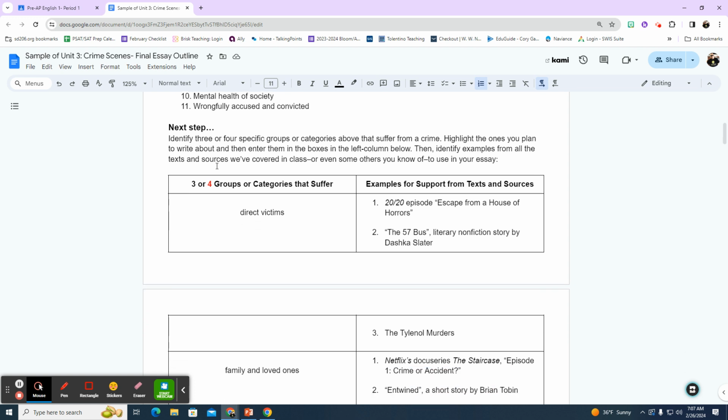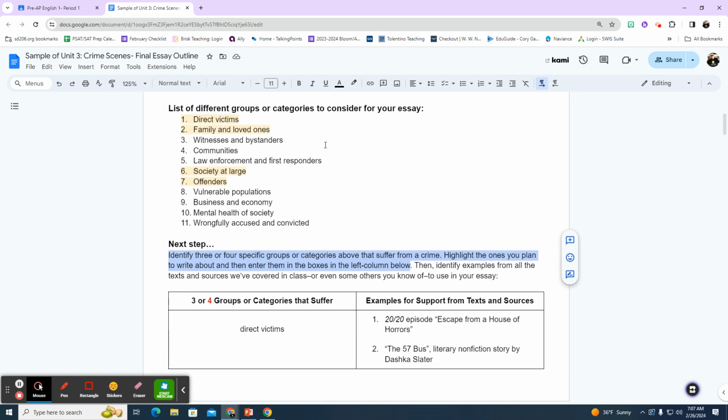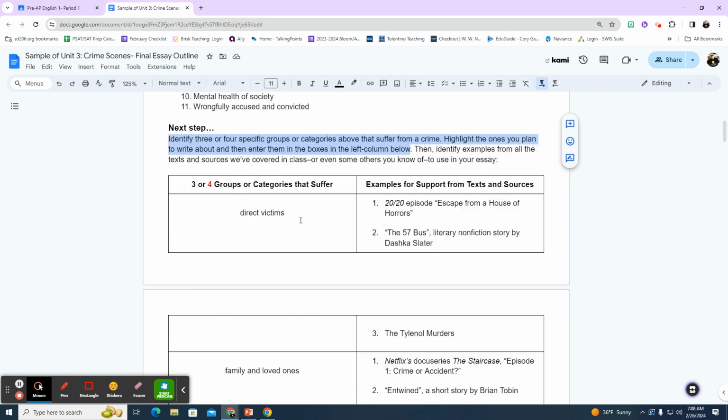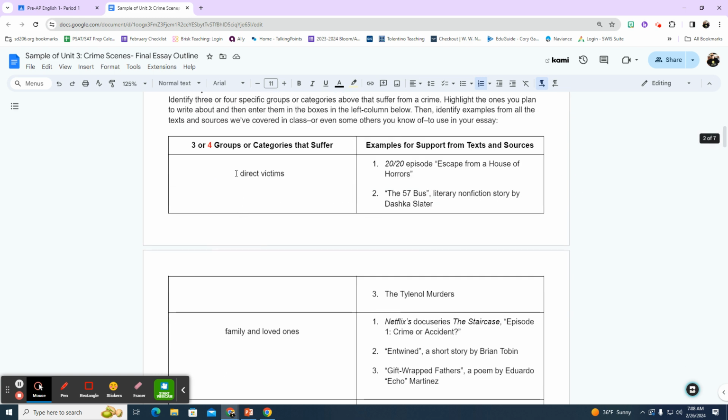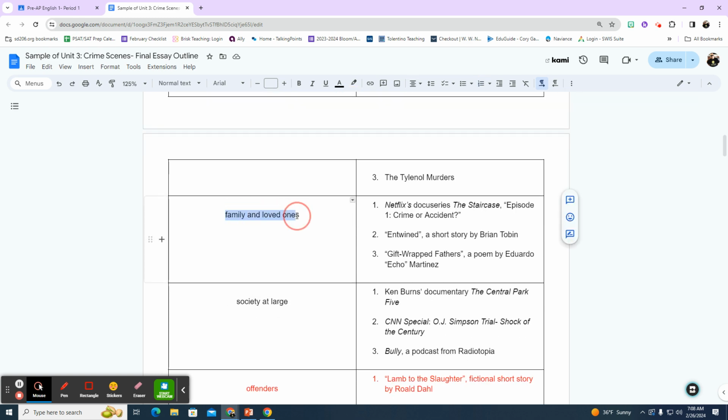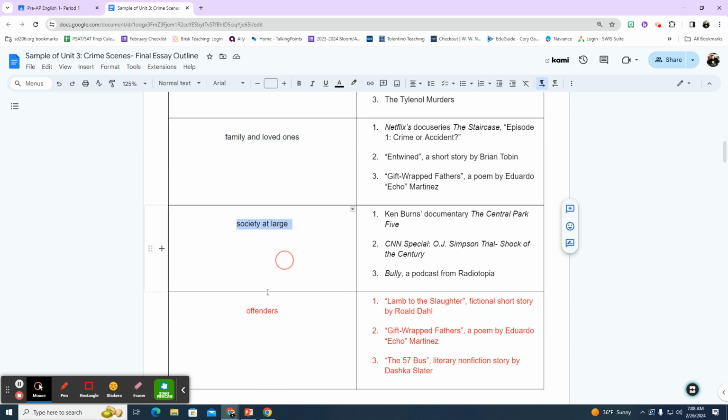Okay, the next step, and I think I asked you to complete this already, but if you haven't, or if you missed class, that's okay, was once you've identified the three or four specific groups that suffer from a crime, and after you highlighted them in the list above, you then wanted to write each one out in one of these boxes. So you see, I wrote about direct victims, family and loved ones, the society at large, and the offenders themselves. I put each one in a different box to show you the four groups and categories that I'm going to focus on.